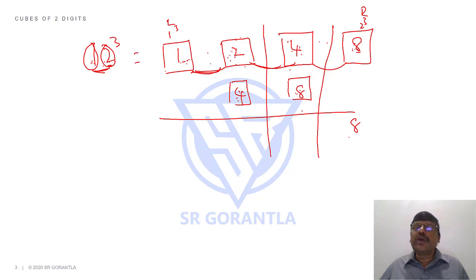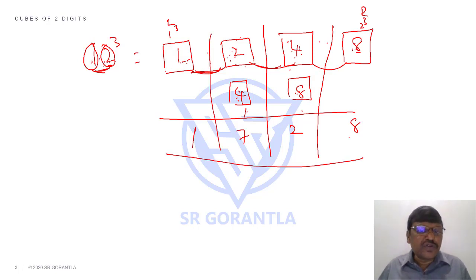Next, students. What is 8 plus 4? 12. 1 carry to the next place. 5 plus 2? 7. No carry. 1. 12 cube is 1728. You know this, no? Yeah.